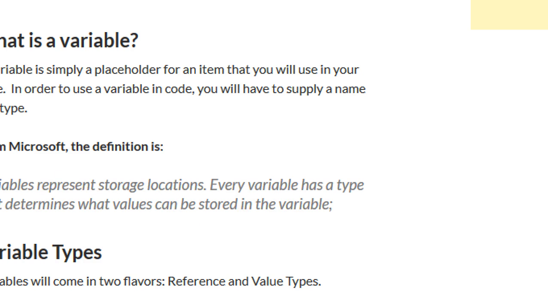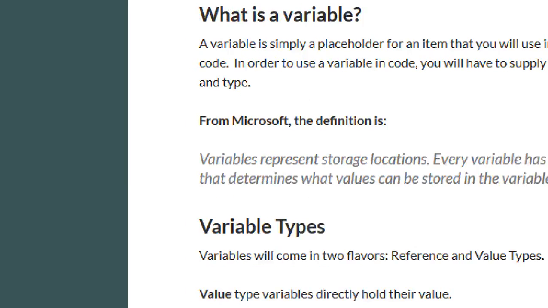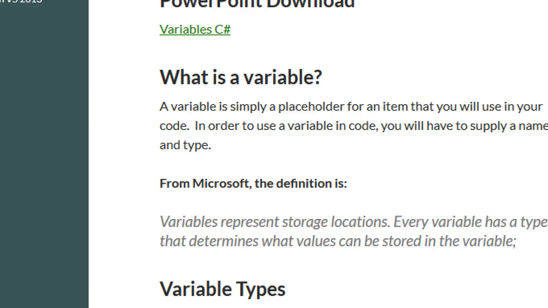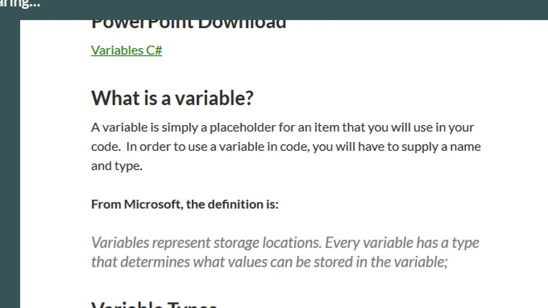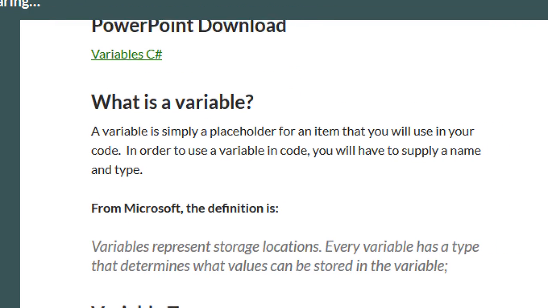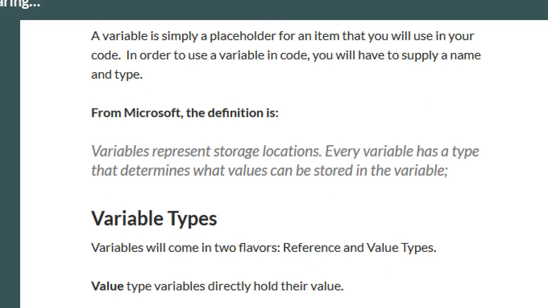If you look here, the Microsoft definition for a variable, let me zoom this in a little bit here so we can see it a little closer. Okay, so the Microsoft definition of a variable is: variables represent storage location. Every variable has a type that determines what values can be stored in the variable. So that's a more technical description of a variable.